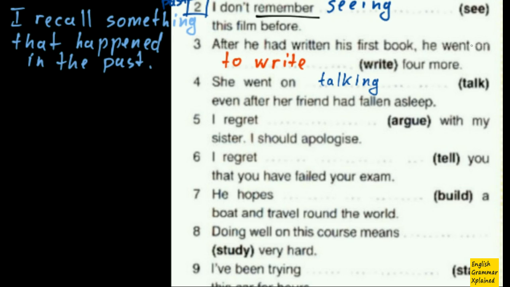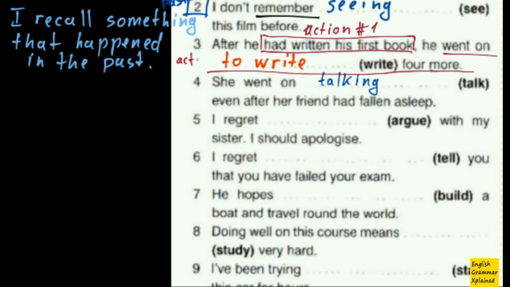So, what's the difference between 3 and 4? In number 3, I basically have 2 actions. First action is this, he had written his first book. This is action number 1. It took place in the past and it was earlier. Then he went on to write more. So here I have action number 2. So basically I have some sequence. First, something happens, and then something else happens. And here I have this went on, and after it I put infinitive.